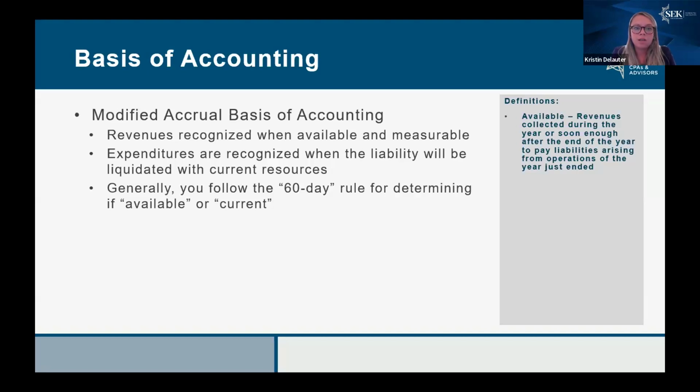For expenditures under this modified accrual basis of accounting, you would be recognizing them when the liability is liquidated with current resources. So under here, you would include the accounts payable that I described on the previous slide, but you would not be including items such as the debt payable or compensated absences for the accrued leave time for your employees, as those are typically only recorded when the payment is actually due.